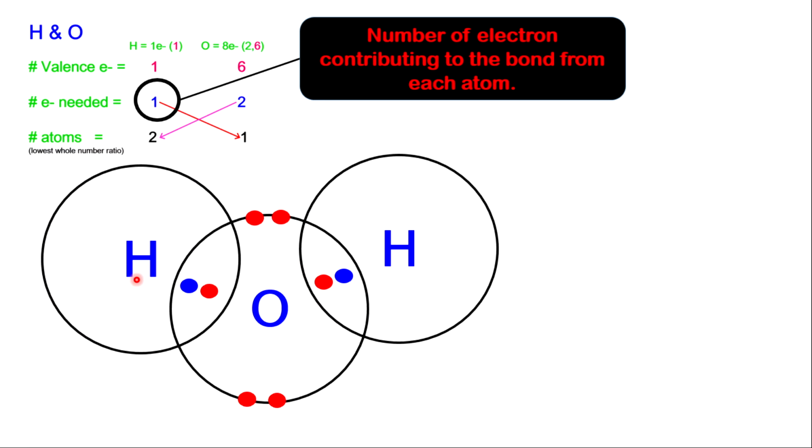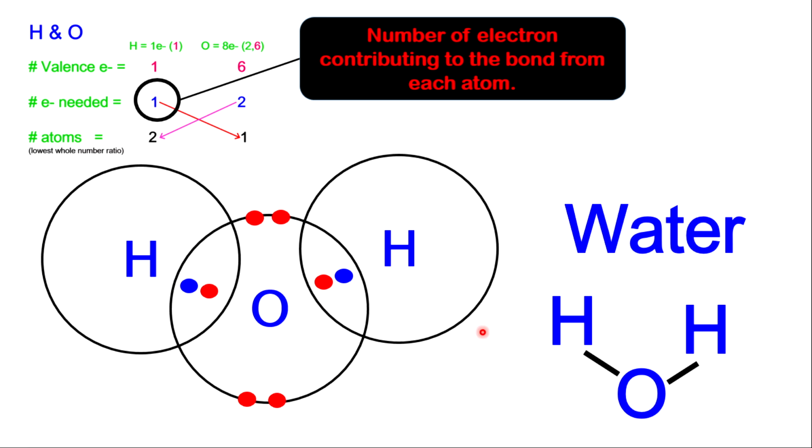So this hydrogen is completely satisfied. Let's look at this one. There are 2 electrons right here. So this hydrogen is completely satisfied. So this bond is completed. So now we can draw a structure. So we require 1 atom of oxygen and 2 atoms of hydrogen to create water.